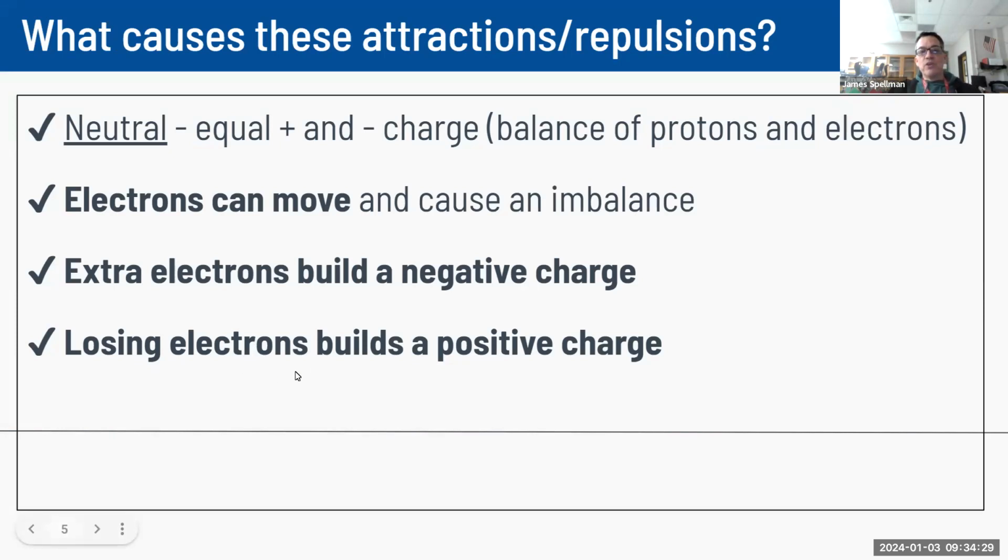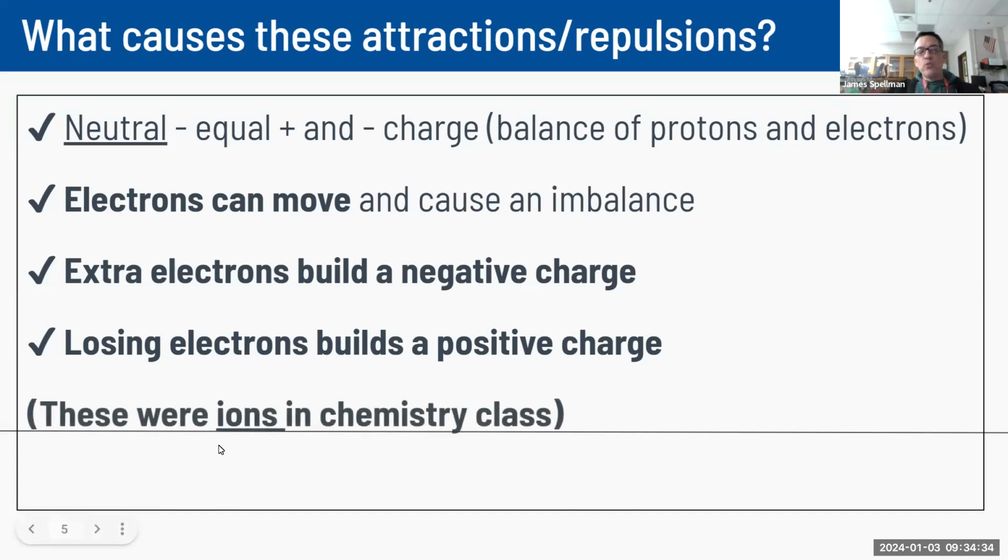So losing an electron is going to result in a positive charge because it's taking away a negative. When we talked about atoms in chemistry class, this is how we referred to ions. An atom that would lose an electron will become positive. An atom that would gain an electron will become negative. But substances themselves, like a pencil, anything around us, can also gain electrons or lose electrons and become charged.